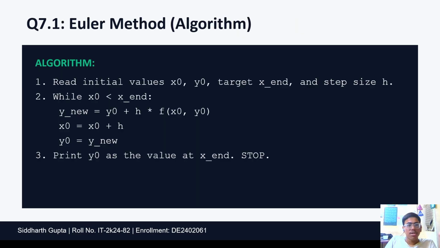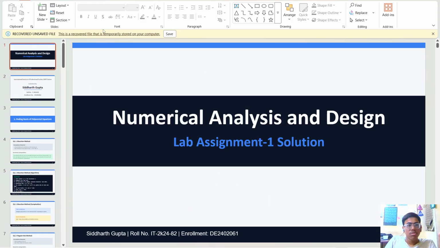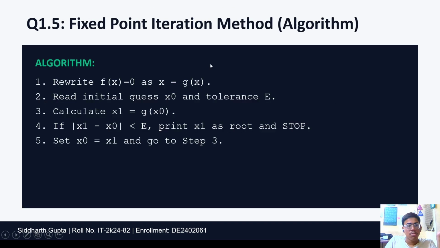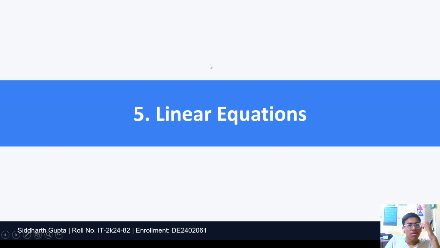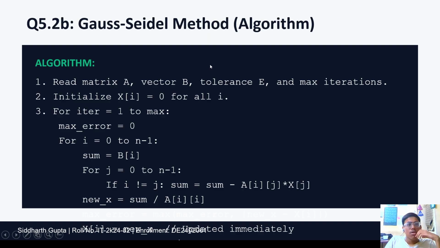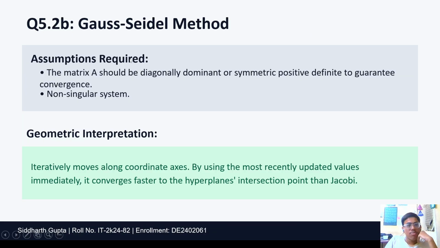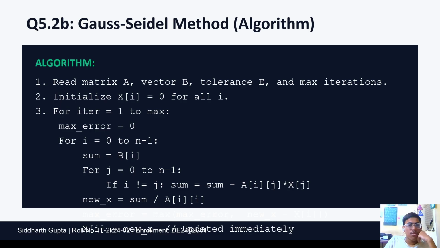Next is the Gauss-Seidel method. For the Gauss-Seidel method, we will assume that the matrix should be diagonally dominant or symmetric positive definite to guarantee convergence, and that there is no singular system. So let's start with the algorithm for Gauss-Seidel.